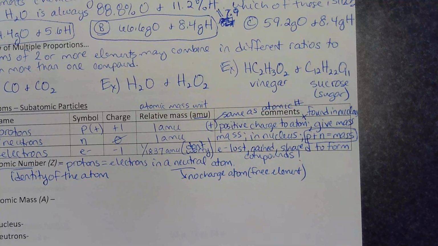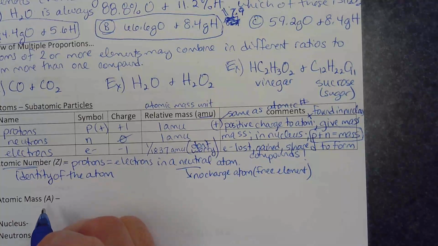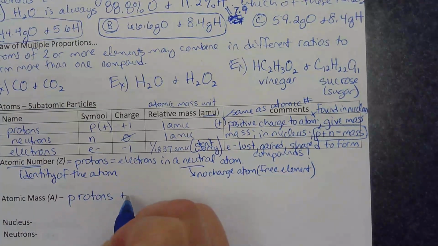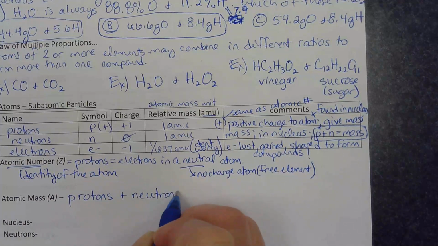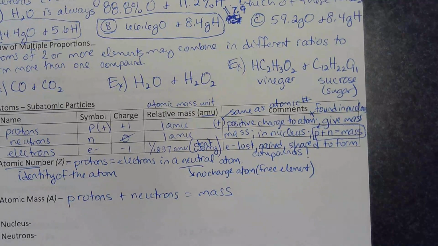You can't change it. All right, atomic mass. We've already said what atomic mass is. It's symbolized with A. What is atomic mass? That's right. Protons plus neutrons equals mass.